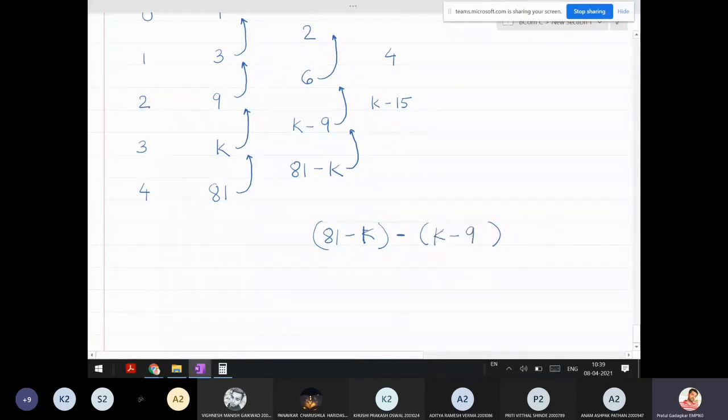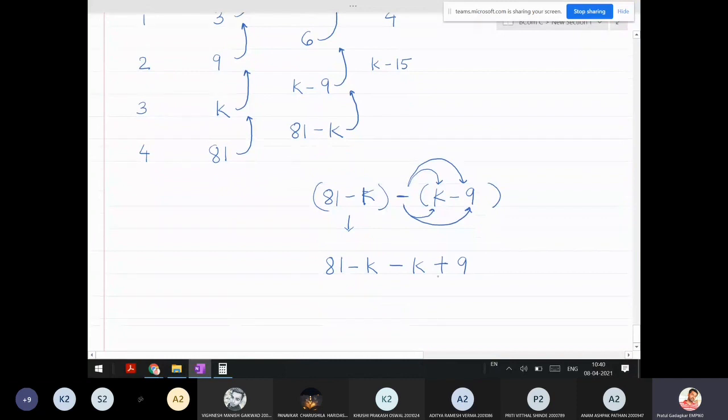Okay, now you know that when you open a bracket and you have a minus sign outside the bracket, all the signs inside will change. Negative will become positive and positive will become negative. So let me write this down as it is. This is 81 minus k. Then what will this become? This will become minus k, and minus and minus will become a plus 9.